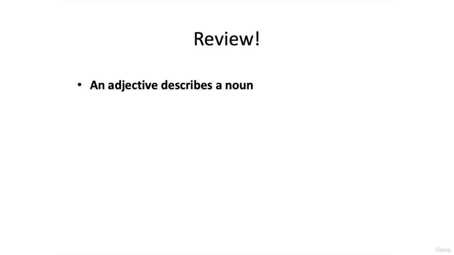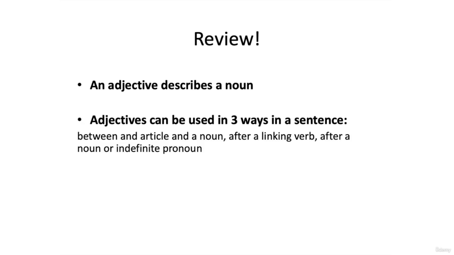An adjective is a word used to describe nouns such as people, objects, events, substances, and ideas. Some adjectives have only one form. Others you can create by adding a prefix or a suffix to either the adjective, noun, or verb. Adjectives can be used in 3 different ways in a sentence: between an article and a noun, after a linking verb, or after a noun or indefinite pronoun.